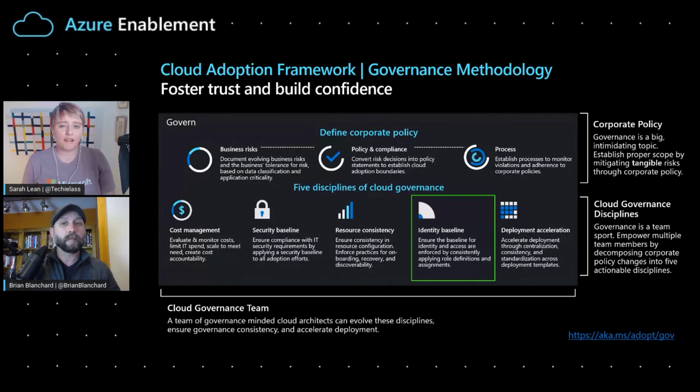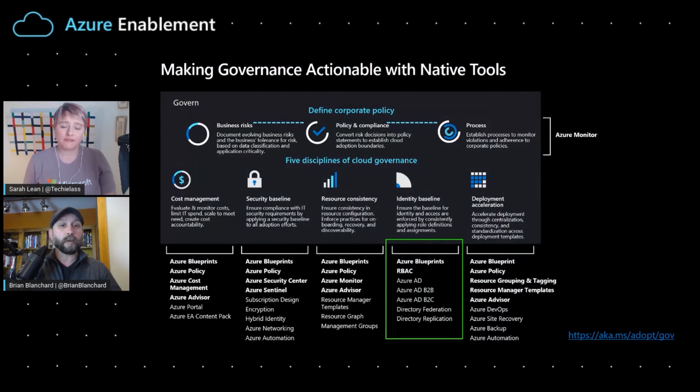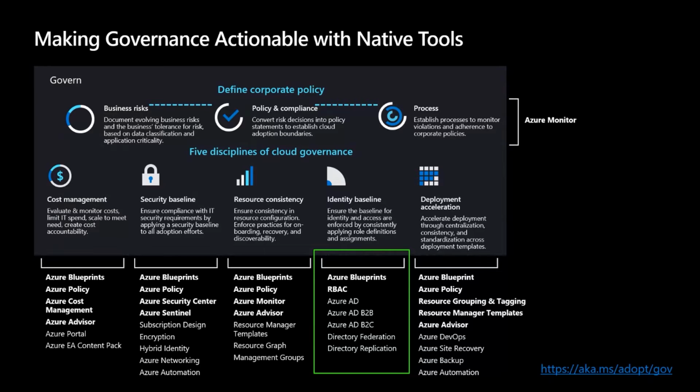Okay, cool. I like to see things visually, Brian. Are there any demos that you might have up your sleeve that you could show us about how to do this today? Yeah, gladly. And before we jump into the demo, let me just share the tools we're going to show off. When we're talking about identity baseline, the key tools here are things like Azure Blueprints, of course using the policy features of Blueprints. You're also using role-based access control, or RBAC, and all the different versions of Azure AD, whether that's directory federation or directory replication to get those identities synchronized. So those are the basic tools.